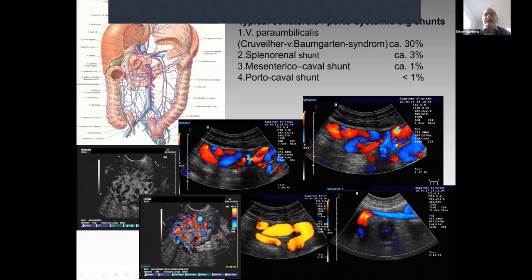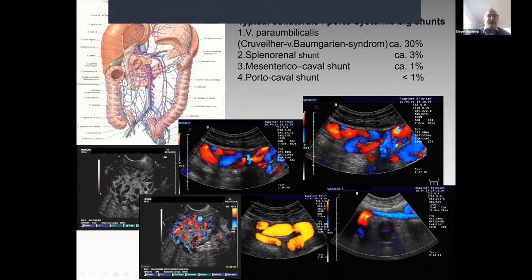You can see here in the systematic that among the collaterals, the big portosystemic shunts, most often we can find paraumbilical veins that are not really recanalized umbilical veins. They are vasa vasorum of the umbilical vein, small paraumbilical veins, and because of the pressure of the portal vein system, they get bigger and bigger, and we can find them in the ligamentum teres now as Cruveilhier-von Baumgarten syndrome, named after the two men who first described it.